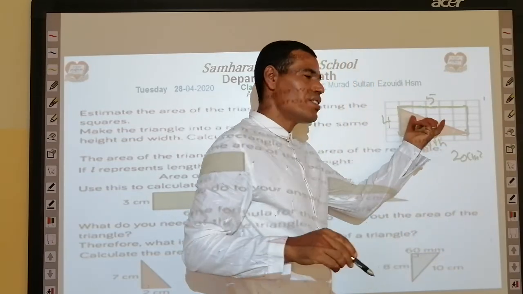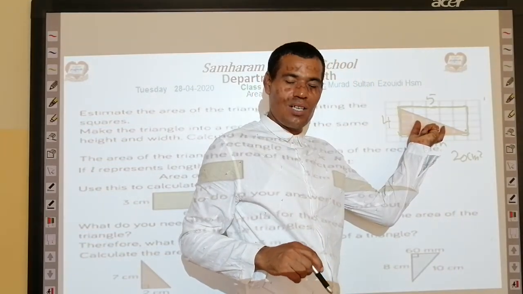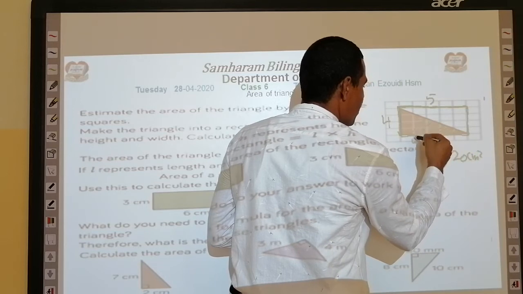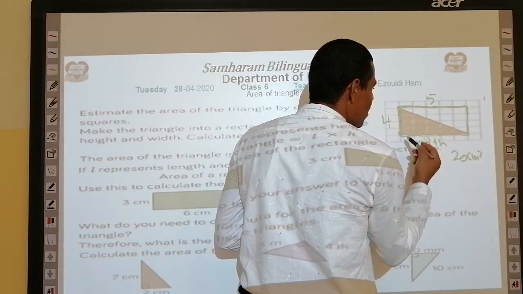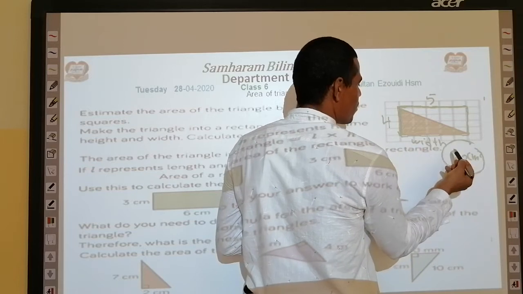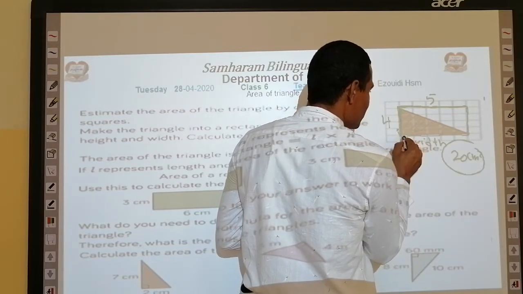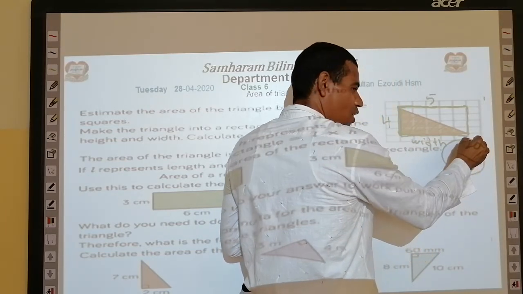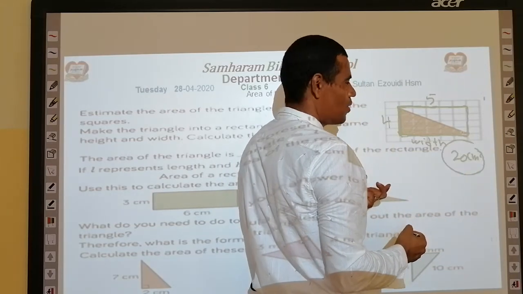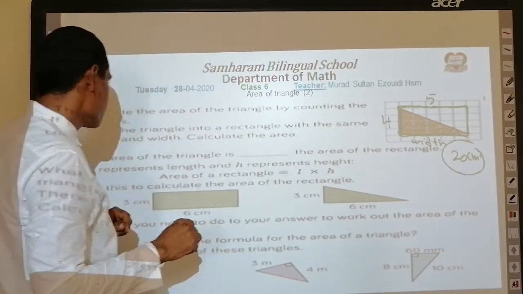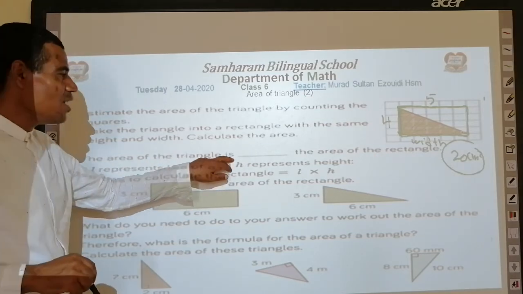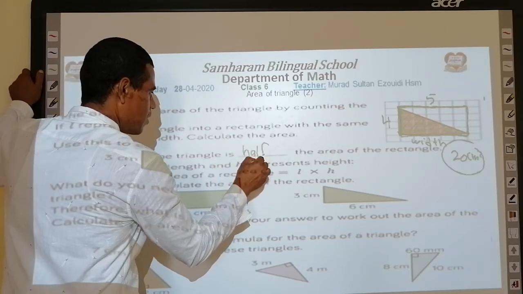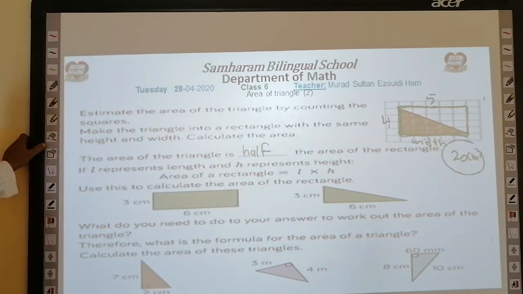But if you divide this rectangle into two identical triangles, you will get this. Okay? So the area of the green triangle now is what? It is 20 divided by 2, which means 4 multiplied by 5, figure out the answer, then divide by 2. Okay? So the area of the triangle is half the area of the rectangle.